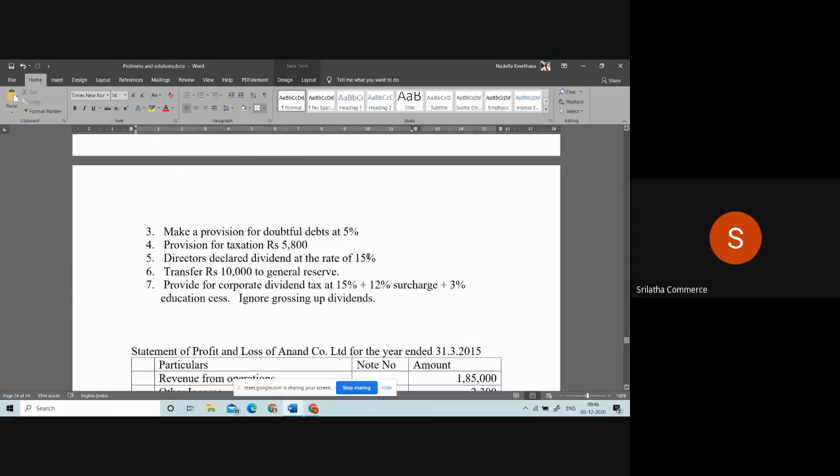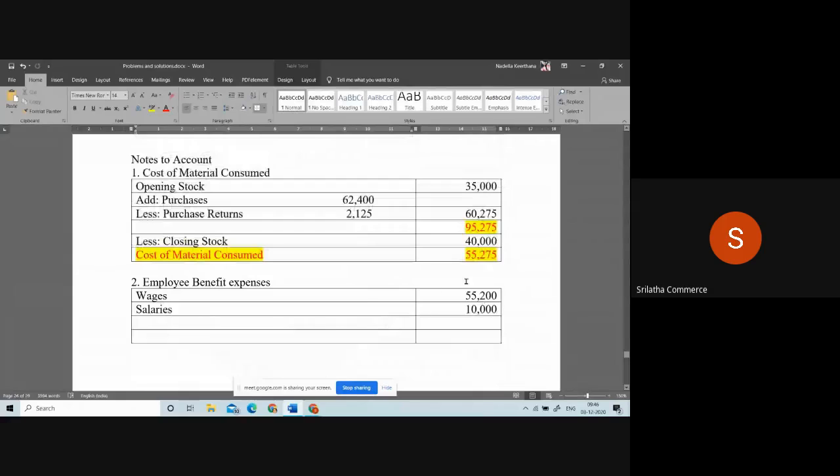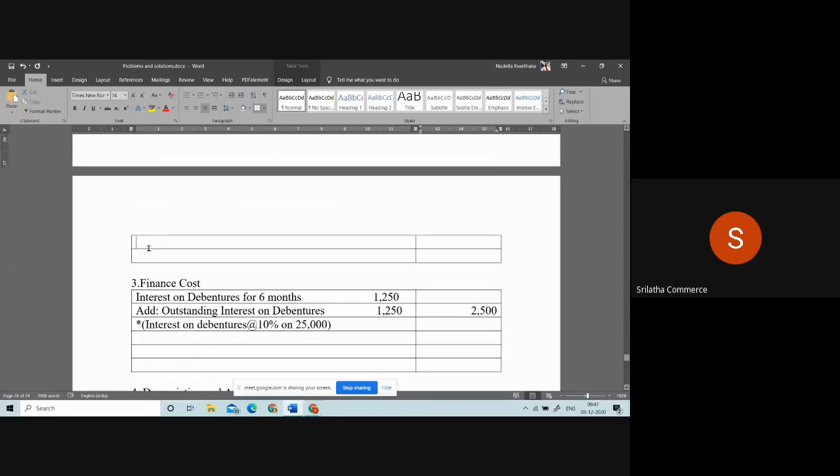Provision for tax, and the dividends, we take only after calculating profit. We are going to take them in the balance sheet. Transfer to general reserve, we show in the balance sheet effect. Corporate dividend tax effect also we are going to show in the balance sheet. So I think we completed everything. Now we'll just total everything. First point is over. Second point, employee benefit expenses total is how much? 5,200.